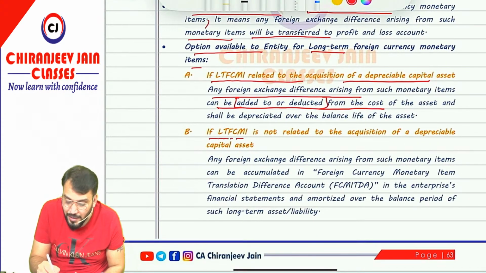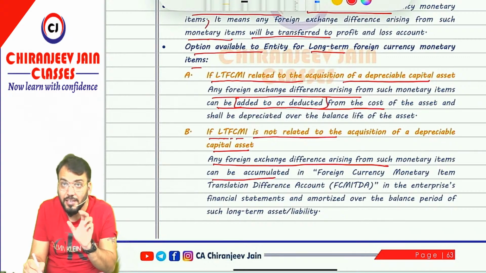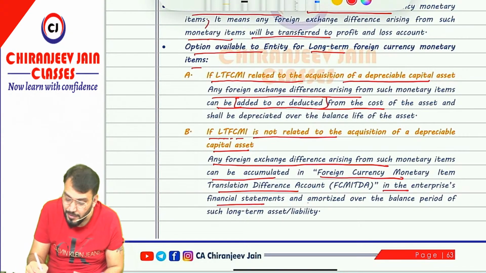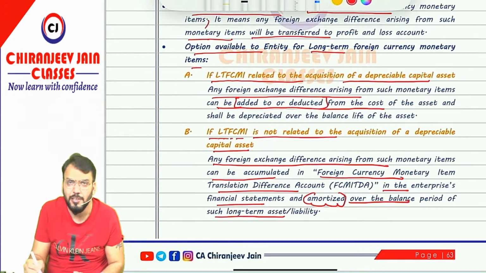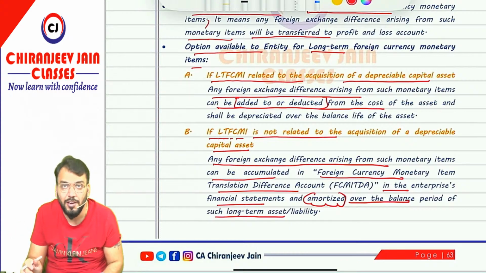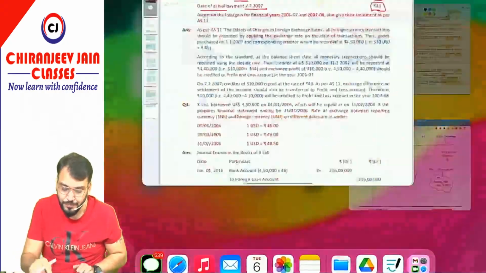If a long-term foreign currency monetary item is not related to the acquisition of a depreciable asset, then any foreign exchange difference arising from such monetary item can be accumulated in which account? What I have said, the foreign currency monetary item translation difference account. We call it the FCMITD account in the entity's financial statements, and amortize it over the balance period of such long-term asset or liability, the long-term foreign currency monetary item. So it will be amortized during the life of that foreign currency monetary item. This is the concept. Let me take one question based on this.